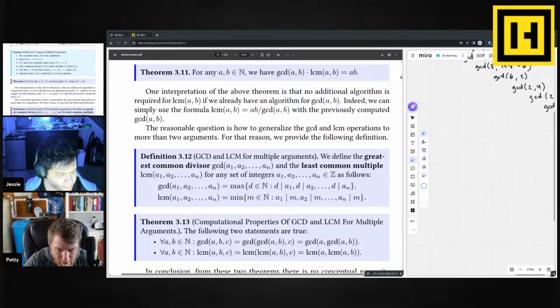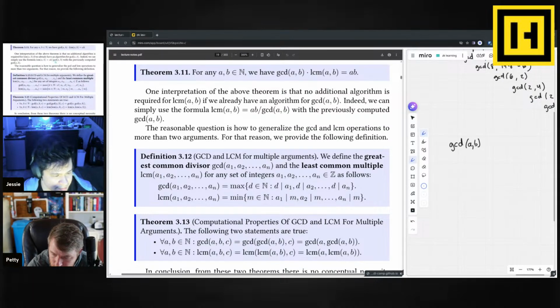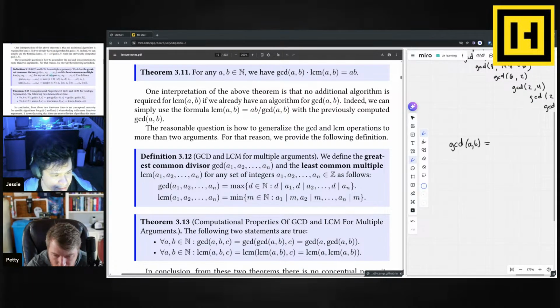Excuse me. The reasonable question is how to generalize the GCD and LCM operations to more than two arguments. For that reason, we provide the following definition. Definition 3.12, GCD and LCM for multiple arguments.